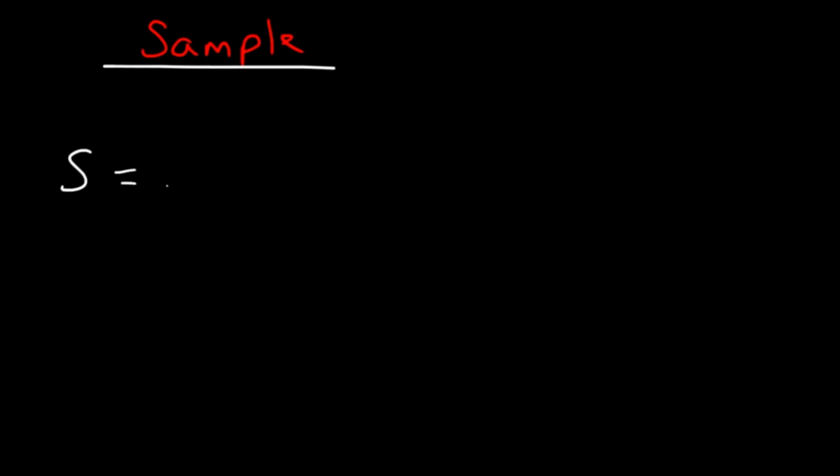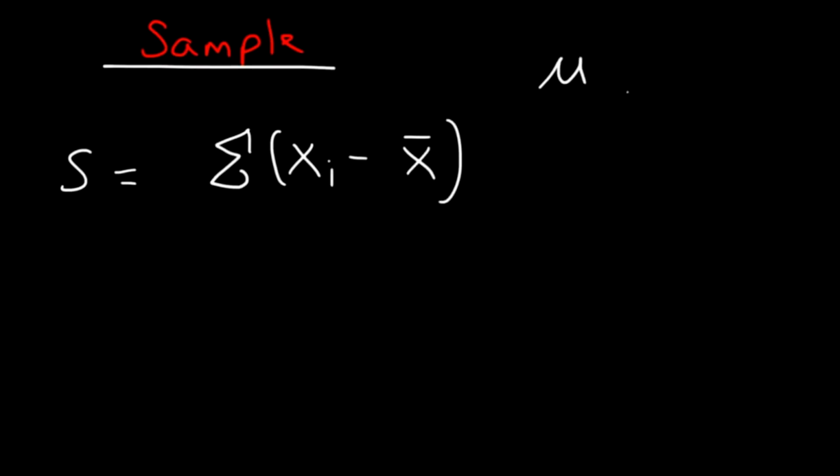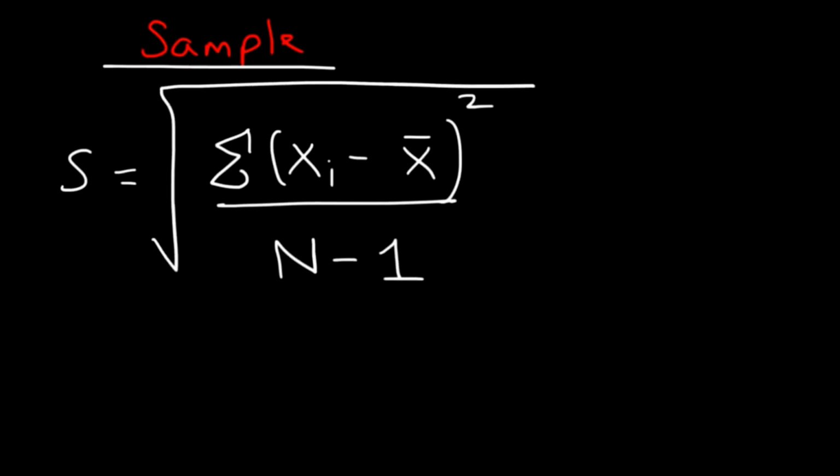S, which is the standard deviation, is equal to sigma, the sum of all of the differences between every point and the mean. That's the sample mean. In the other equation, we had the population mean represented by mu, but this is the sample mean, which is basically the average of all the data points in the set. And then you have to square it, but it's going to be divided by n minus 1 as opposed to n.